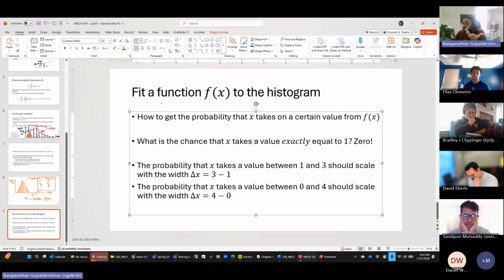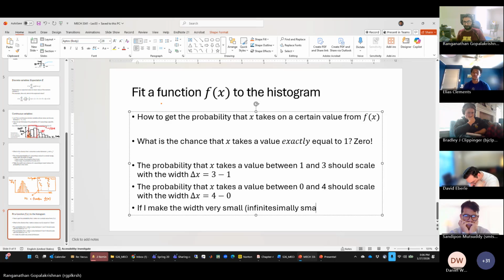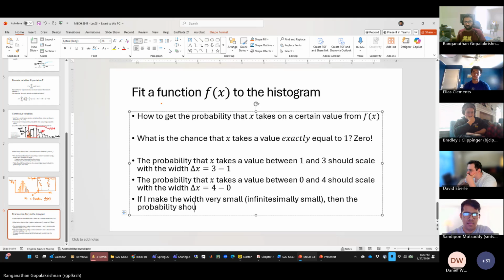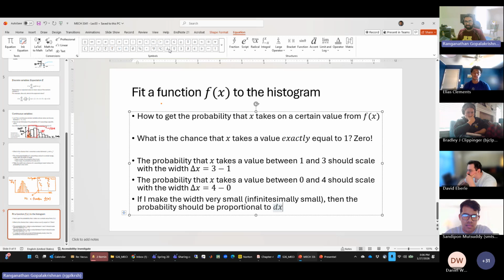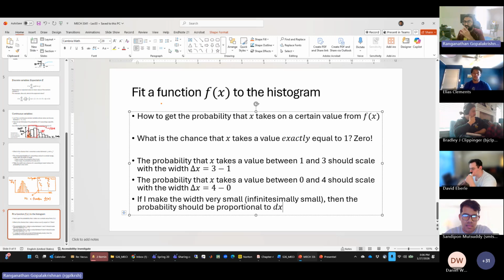Would you agree? It should scale with the width, right? So if I make the width very small, in mathematical terms, we call it infinitesimally small, then the probability should be proportional to dx. Can I say that? If I make the width really tiny, whatever the tiny width is, it should still be proportional to dx.